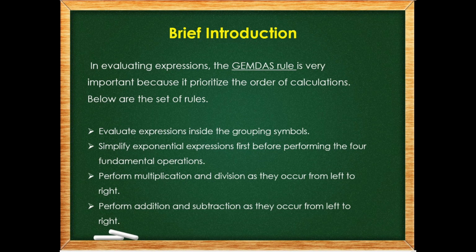Again, in evaluating expressions, the GEMDAS rule is very important because it prioritizes the order of calculations. Below are the set of rules. First, evaluate expressions inside the grouping symbols. Second, simplify exponential expressions first before performing the four fundamental operations. Next, perform multiplication and division as they occur from left to right. And lastly, perform addition and subtraction as they occur from left to right.